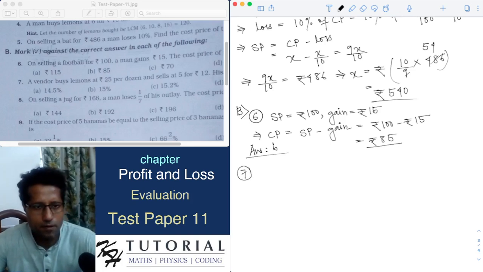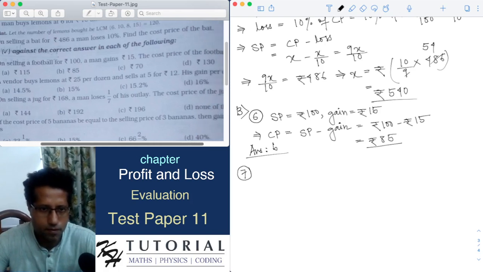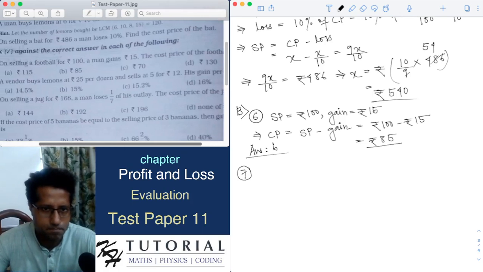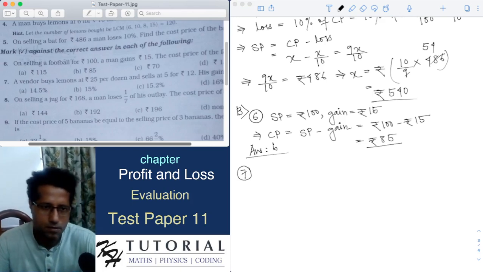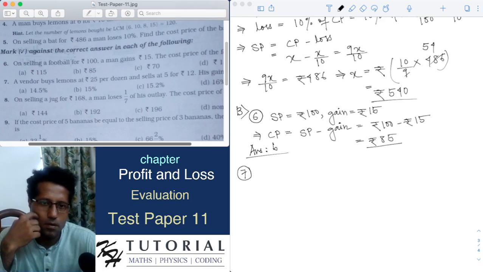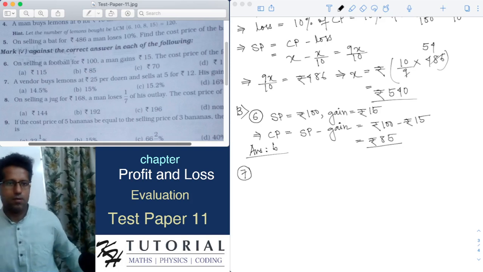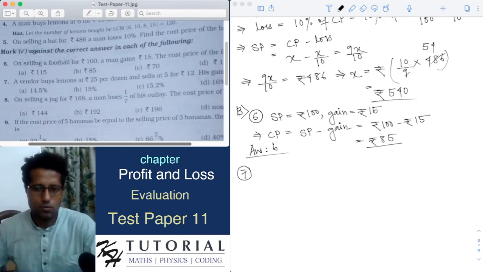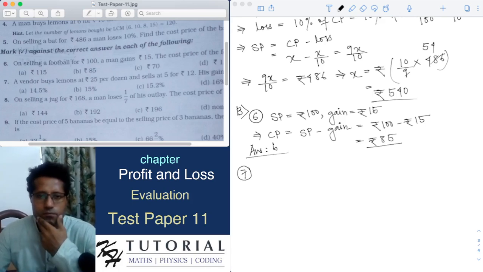Question number 7. A vendor buys lemons at rupees 25 per dozen and sells at 5 for rupees 12. His gain percentage. Now, I guess the gain or the loss percent should be based on the selling and cost price for one lemon. The vendor buys lemons at rupees 25 per dozen. So, 12 lemons cost rupees 25.